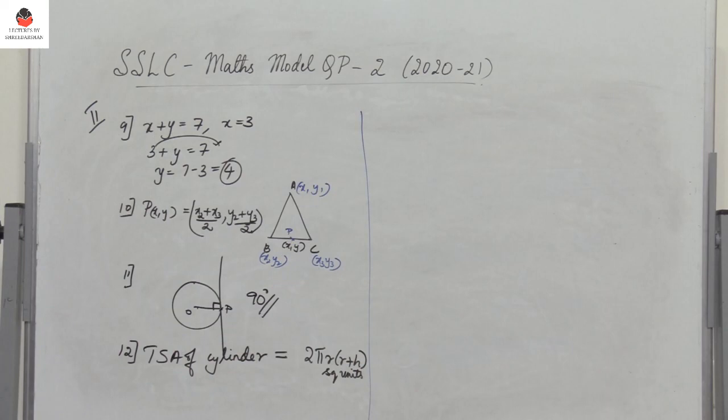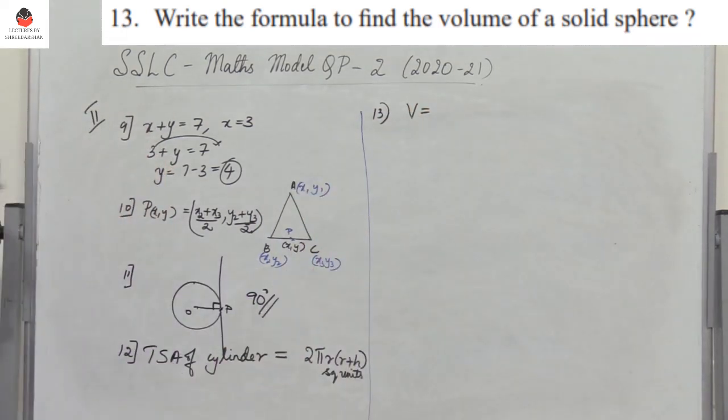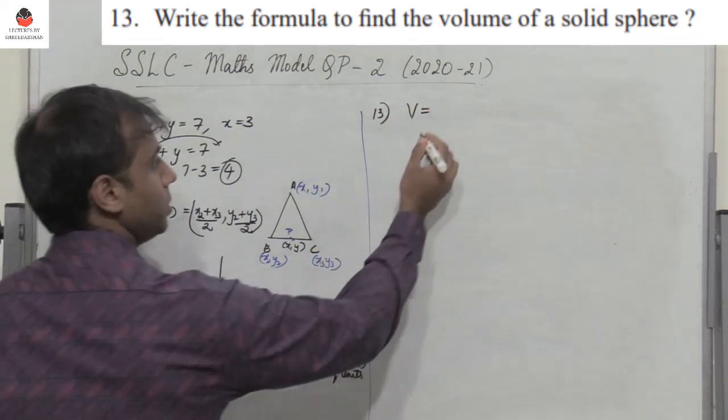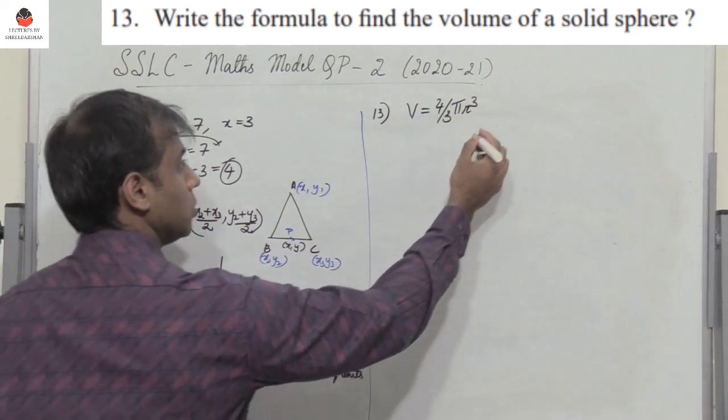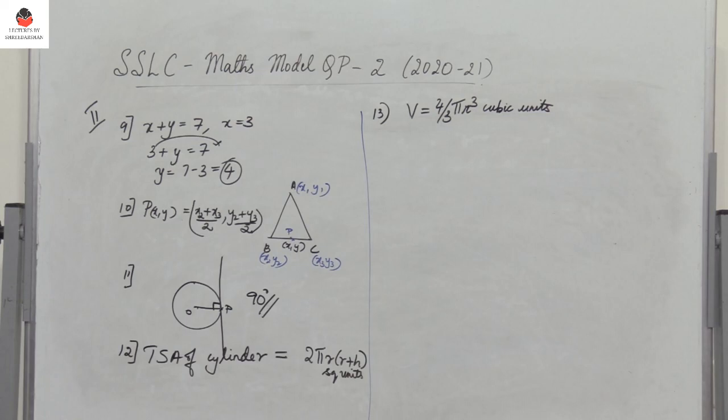Write the formula of the volume of solid sphere. So what is the volume of solid sphere? It is nothing but 4/3 πr³. So do not forget the units. So this is cubic units. Right? So it is 4/3 πr³.